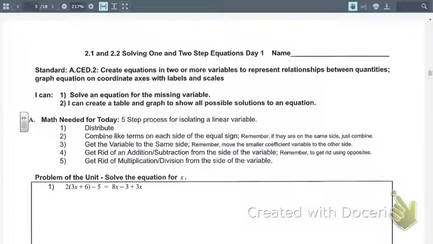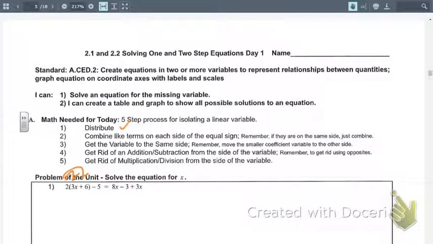First problem, we want to solve the equation for x. So what that means is we've got to get x by itself. Now, in order to do that, let's look to apply these 5 steps. So is there a spot where we can distribute? Sometimes there is, sometimes there isn't. In this case, there is. We can distribute the 2 to the 3x and to the 6.